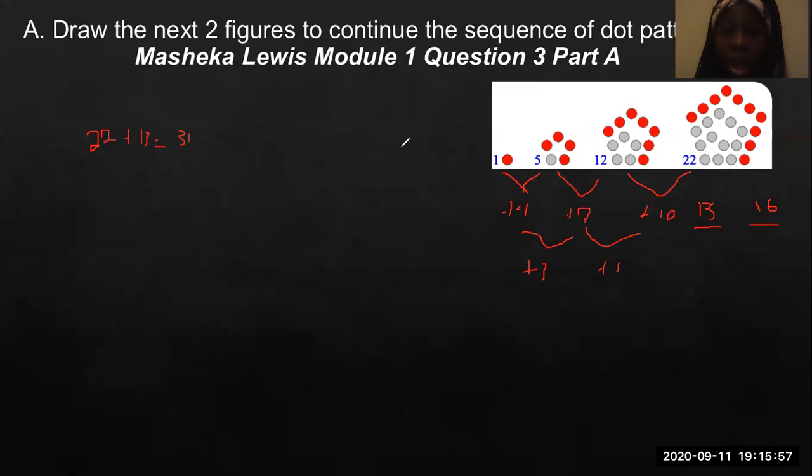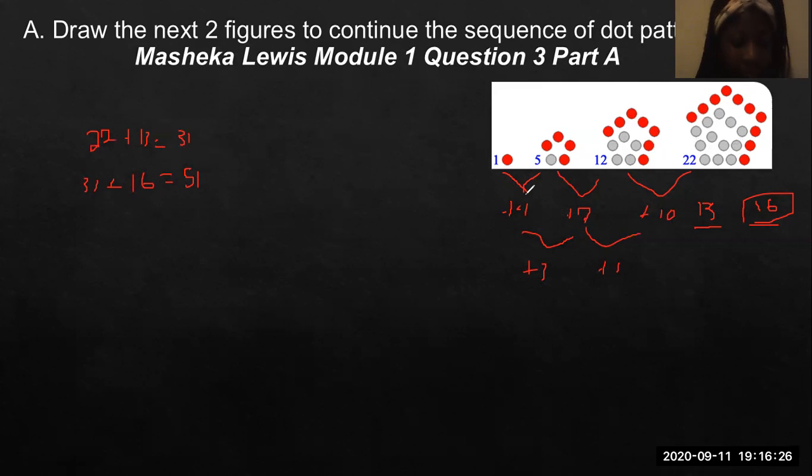Now, if we had the dots of 31, we'll have 31 plus the next term in our sequence, which is 16, and this will equal 51. So if we look for a pattern in our diagram, we notice that it'll go from 22 to 31 and 31 to 51, and that's how many dots need to be in our next 2 patterns.